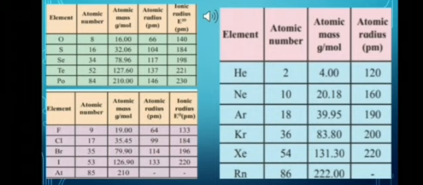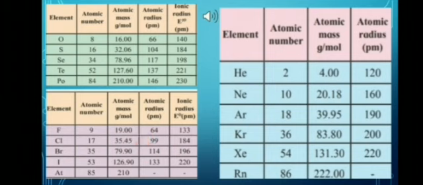If you observe here, the radius of the halide ion is larger than the corresponding halogen atom. This is because the electron cloud expands on addition of an electron in the valence shell of the neutral atom.